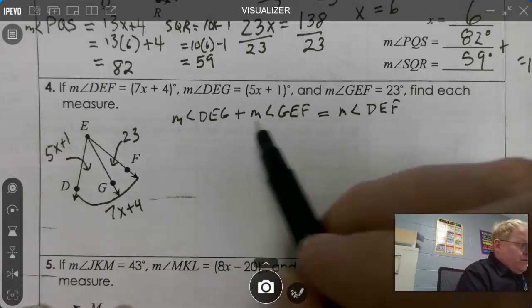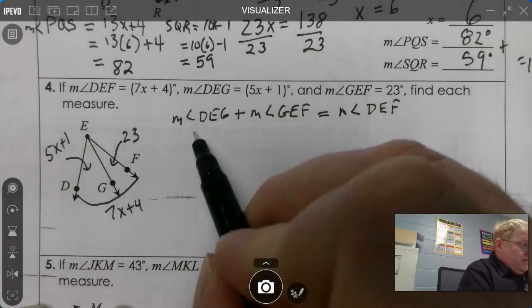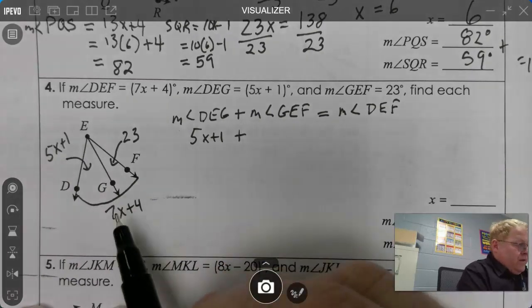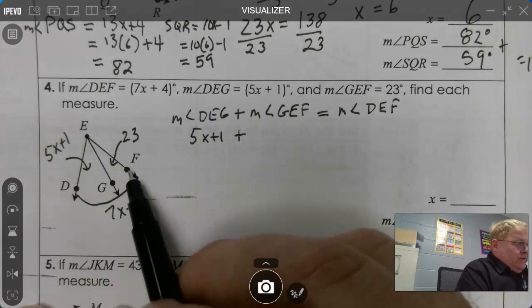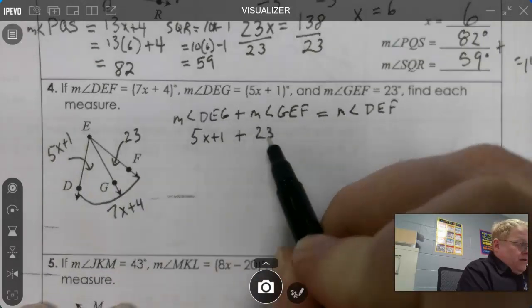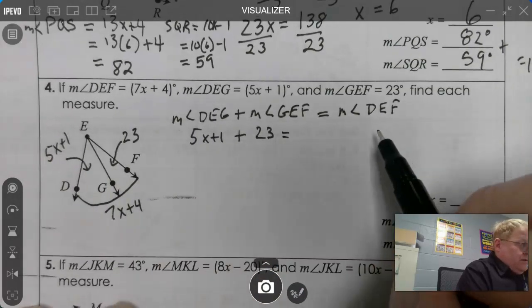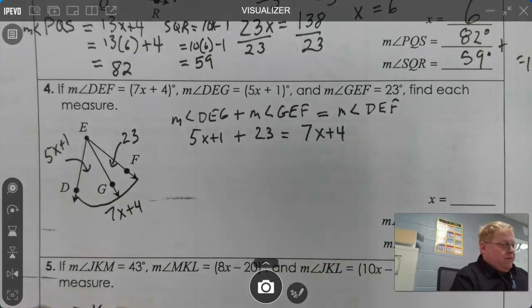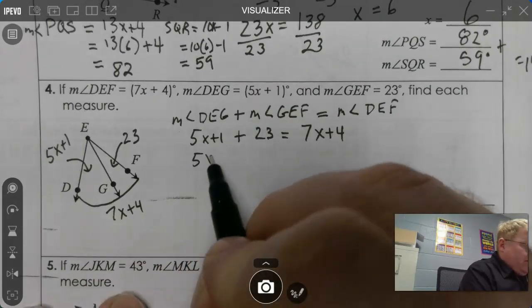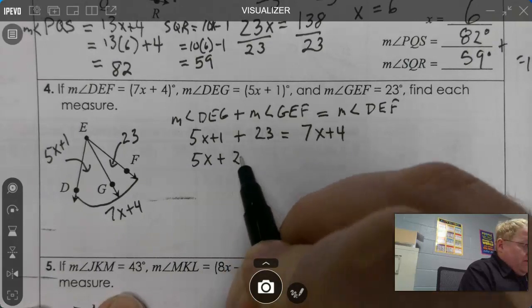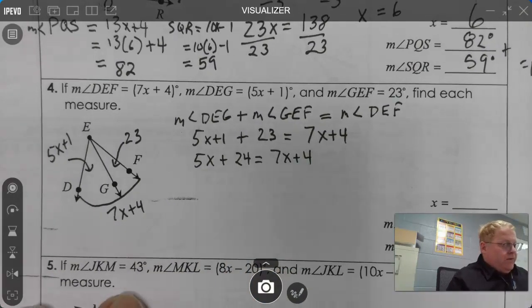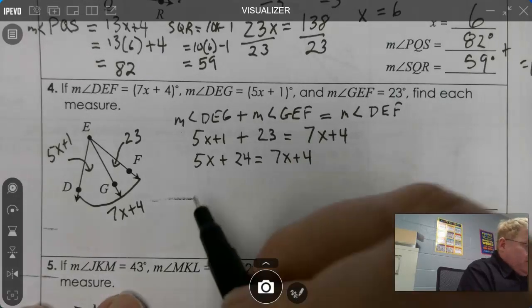So then I just have to fill in what I know. Well, DEG is 5x plus 1 plus GEF is 23. So I put the 23 in there. And my total is 7x plus 4. That's my total, right here. Okay, so now I have 5x plus 24 equals 7x plus 4. Now you get the variables on one side and the numbers on the other.